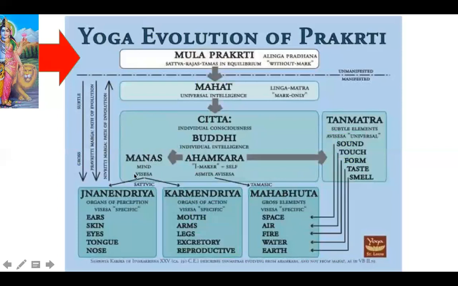Right? We have the Jnanendriya, which are the organs of perception: ears, skin, eyes, tongue, and nose, our five senses. They are tools that we use. When you're in a dark hallway, you're running your hand along the wall. Out of darkness, your hand is the sense. The darkness is the tanmatra. The wall is the mahabhuta, and the organ of action is your movement in the karmendriya. So from our senses, we get mouth, arms, legs, excretory system, and reproductive system.